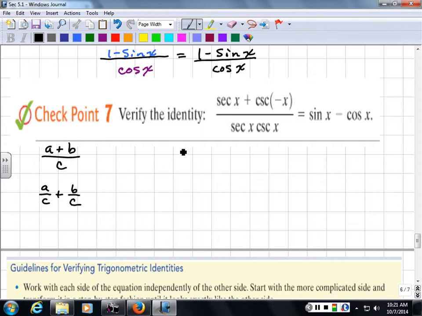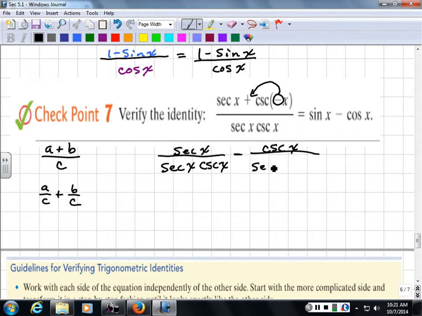So I'm going to split this up into secant x over secant x cosecant x. And then I'm going to take this negative sign and bring it out in front and have a negative cosecant of x. I don't need that anymore. Over secant x cosecant of x. And I'm still saying that this thing somehow is going to be equal to sine x minus cosine x. Okay? All right, now, I know that this will divide with that, and what am I left with?